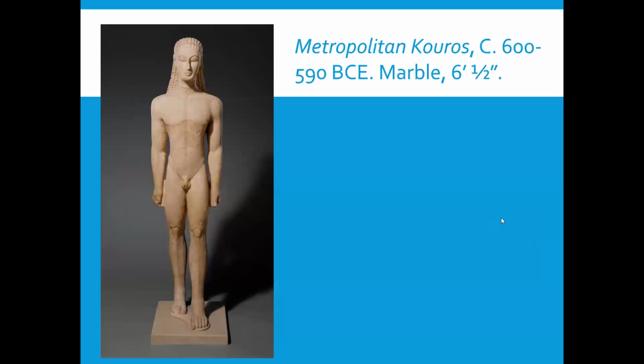If we go back again in the dates, 600 to 590 BC, we have this Koros figure. The Koros figures are the male figures. They are, again, one of those three types of figures: a god, a warrior, or an athlete. This one is located in the Metropolitan Museum of Art, so it's often called the Metropolitan Koros. And it very much is inspired by ancient Egyptian sculptures.